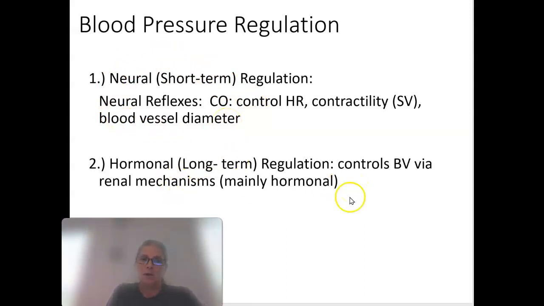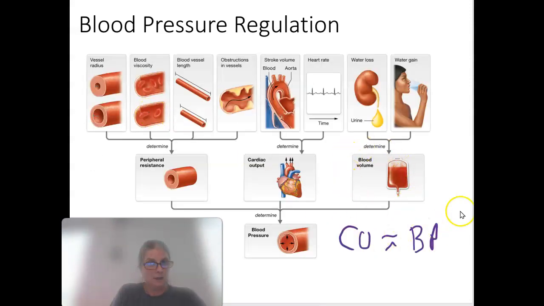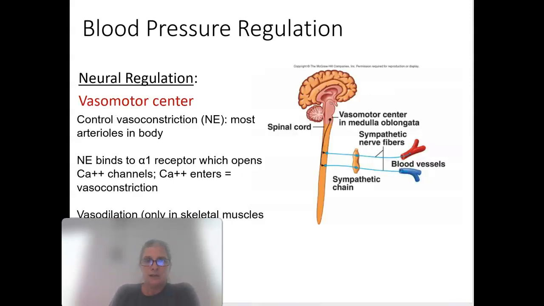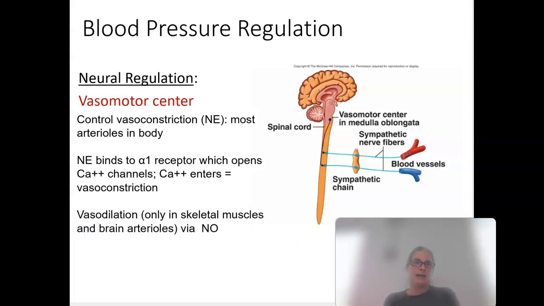Long-term controls are called long-term because they're mainly done through hormones, and they're going to be really affecting the blood volume. So when we looked at the blood volume, remember the blood volume is the amount of blood in your pipe. And so we know if we have a higher blood volume, we have a higher blood pressure, and if our blood volume decreases, then our blood pressure should decrease as well. Those involve usually the kidneys and some sort of change to blood volume, so they take a little bit longer. The first thing we're going to look at right now is a neural short-term control over blood pressure.